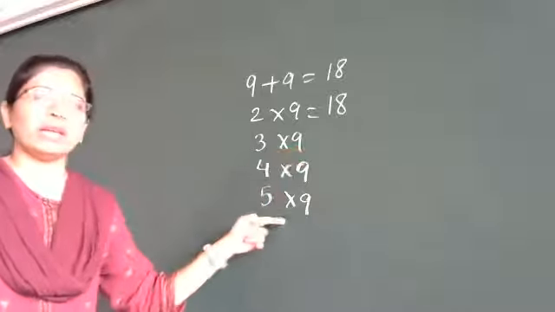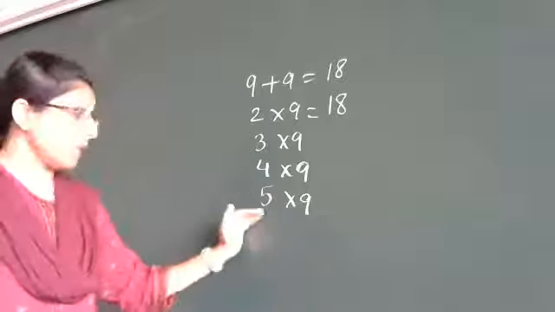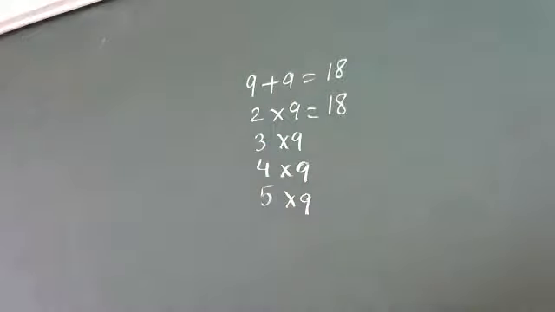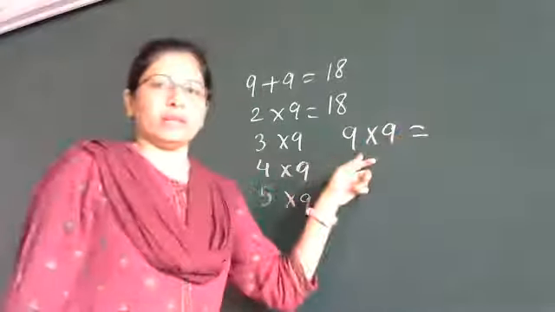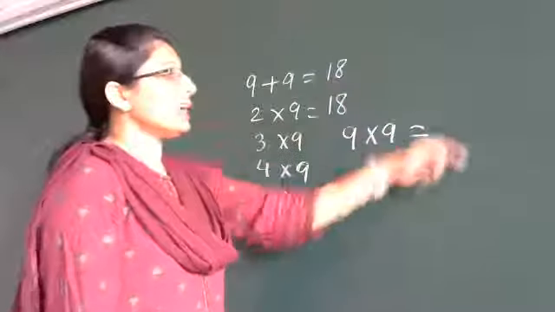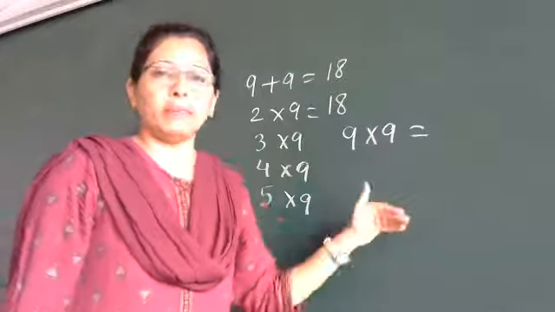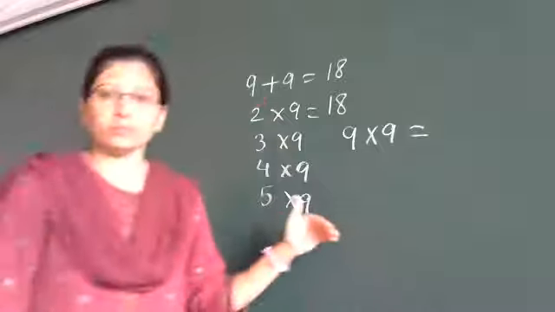In multiplication, it means how many times? So 6 times 9. Similarly, we can write 9 times 9. So this is one method, a method of multiplication. This is one method to write this.